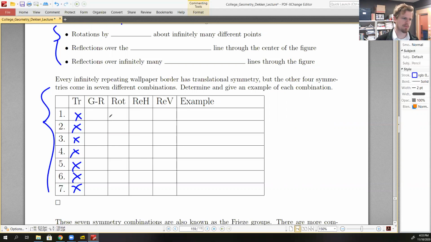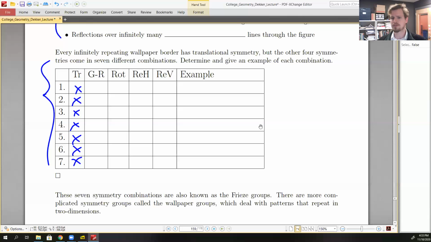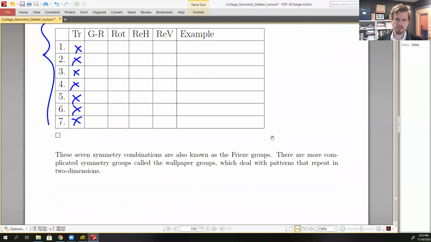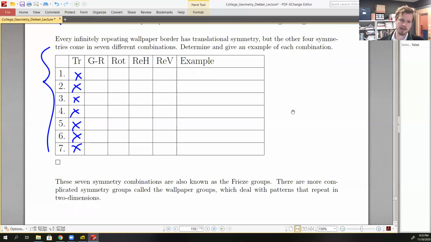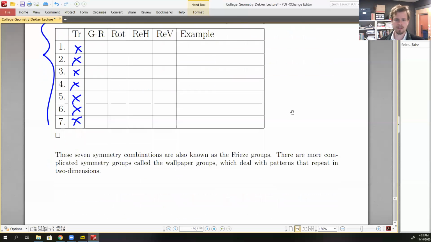So on a separate piece of paper, see how many different ways you can get these combinations of symmetry. You should be able to find 7. If you have questions about how to approach it, or if you have questions about whether you found the correct things or not, feel free to ask. We can double check and discuss the answers that you find for this activity.